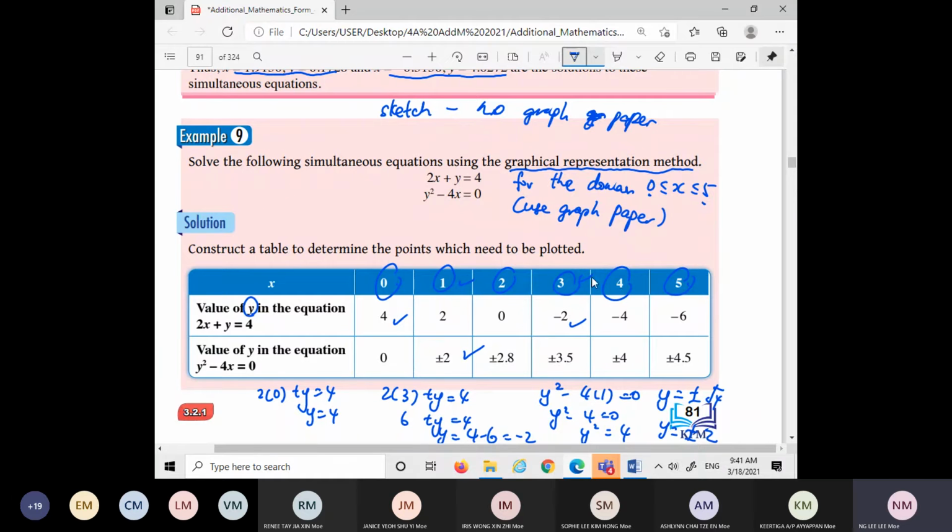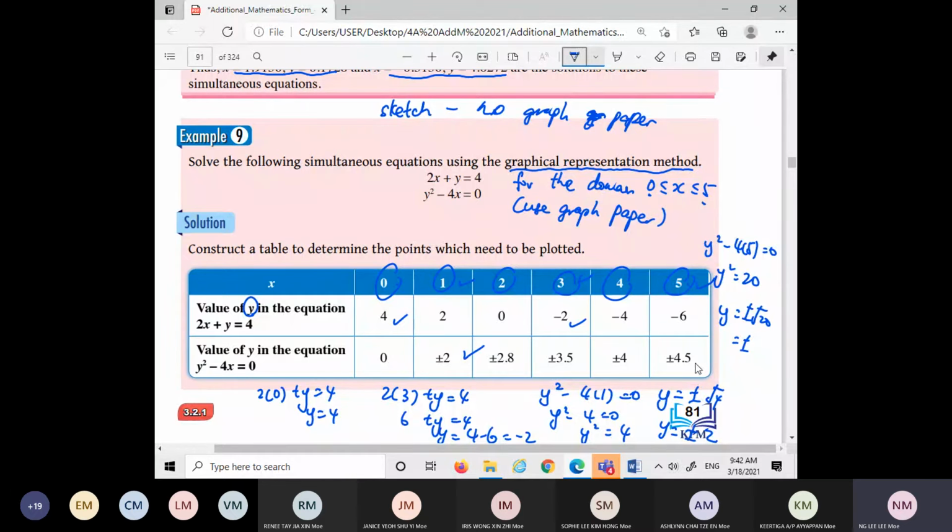Let's say x is 5. I do it here. y squared minus 4 times 5 equals 0. So y squared equals 20. Okay, plus minus square root of 20. You can press the calculator. Here I don't want too many significant figures. This is not the final answer.